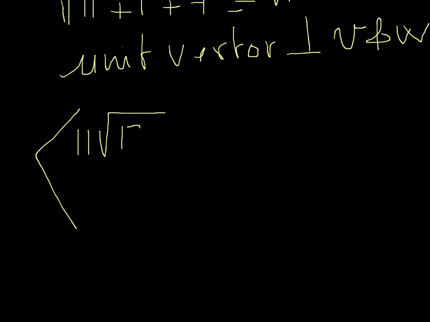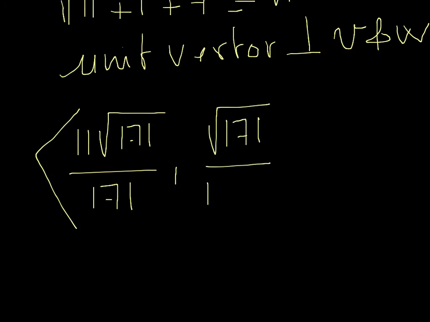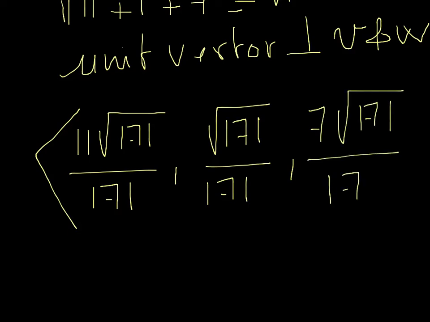11 square root of 171 over 171. This one is going to be square root of 171 over 171. And the last component will be 7 square root of 171 over 171. Done.